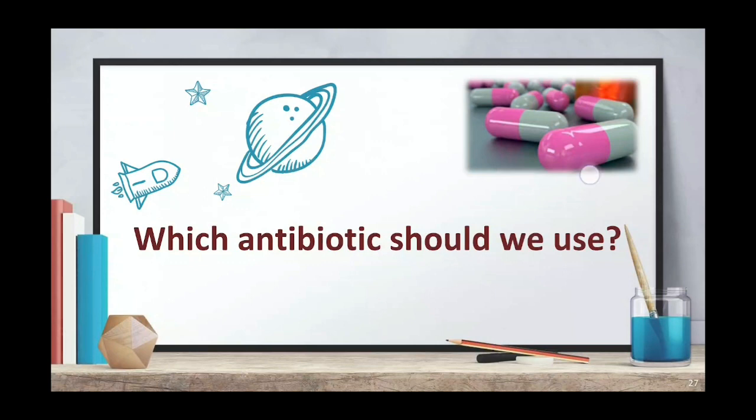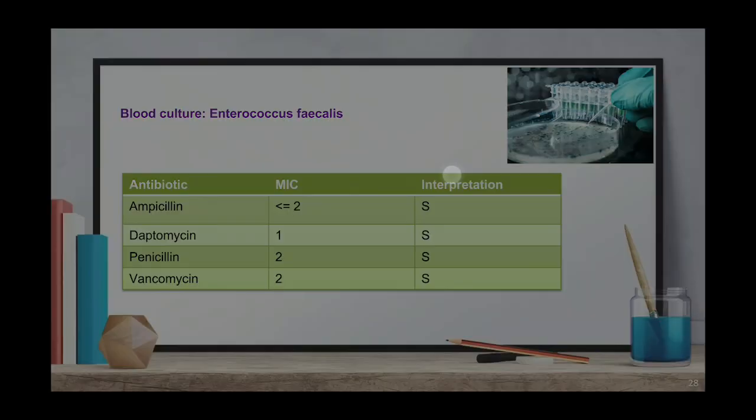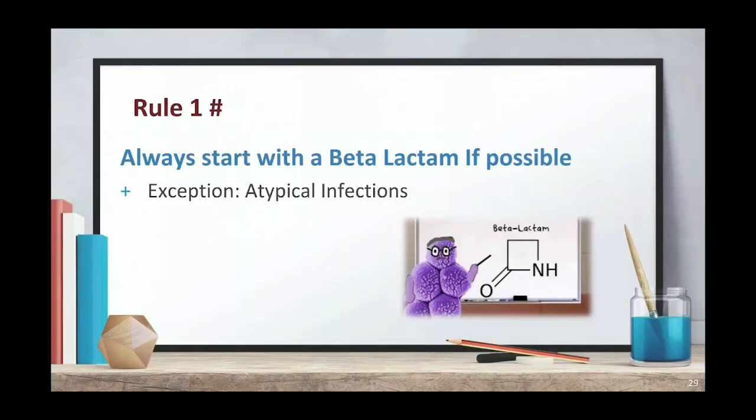Which antibiotic should we use? Look at the culture report. The blood culture yields Enterococcus faecalis, and the sensitive antibiotics are ampicillin, daptomycin, penicillin and vancomycin. We have certain rules to find out which antibiotic should be used. Rule 1. Always start with a beta-lactam if possible.